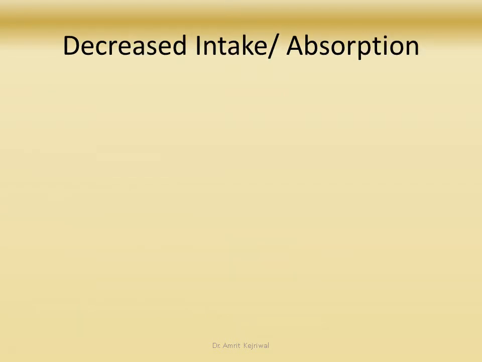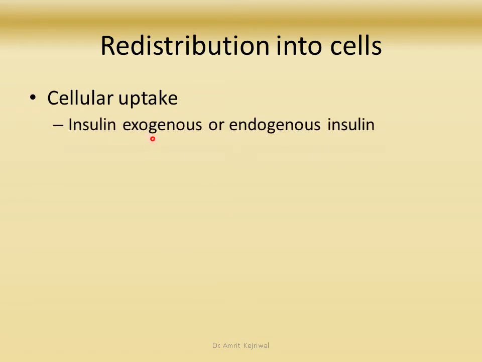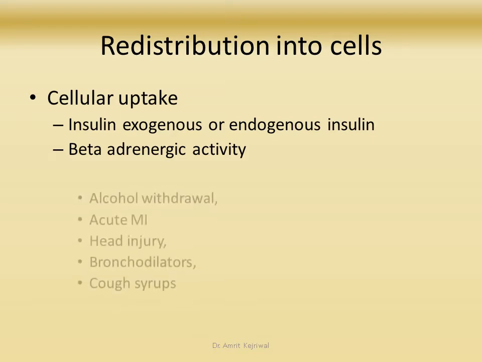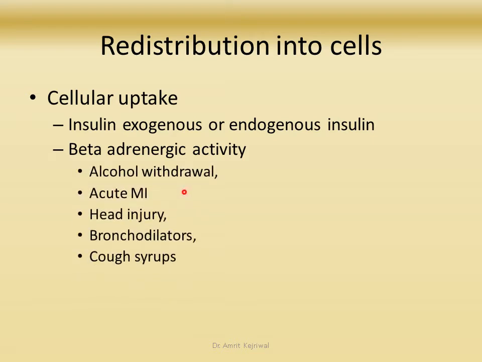Now coming to the decreased intake and absorption, it can be due to starvation or clay ingestion. Redistribution into cells, that is the cells uptake the potassium, is commonly seen with insulin, which can be exogenous or endogenous insulin. Increase in the beta adrenergic activity can be seen in various conditions such as alcohol withdrawal, acute MI, head injury, bronchodilators, and cough syrups.